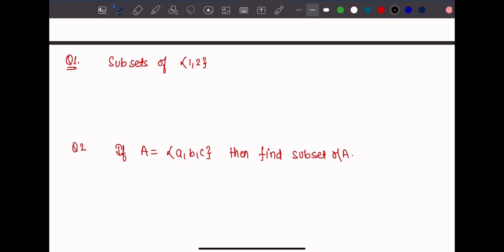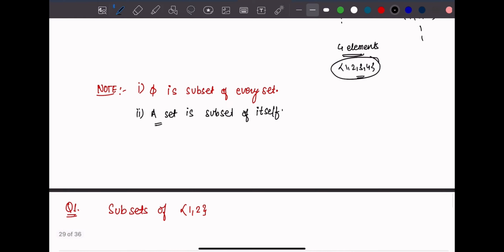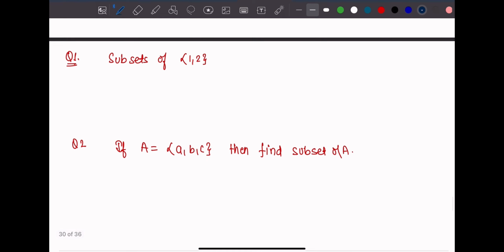Now if I have to write the subsets of {1, 2}, I told you two things we have to write: φ is a subset of every set, and a set is a subset of itself. So the first subset is φ, as we are selecting zero elements. Then we select one element, so I'll get {1} and {2}. At the end we choose two elements, so we get {1, 2} as a set. So φ is a subset of every set and a set is a subset of itself.